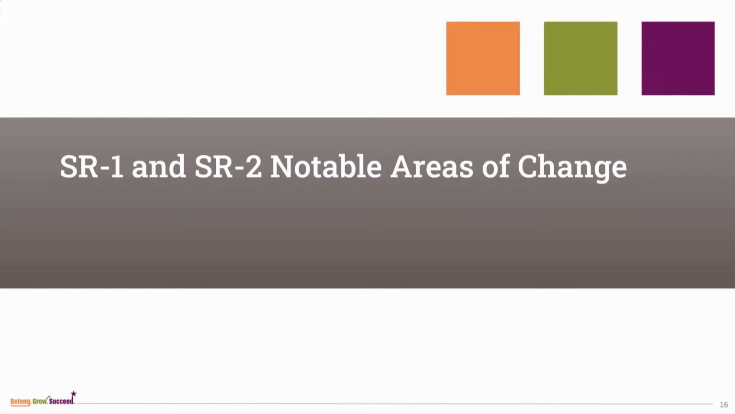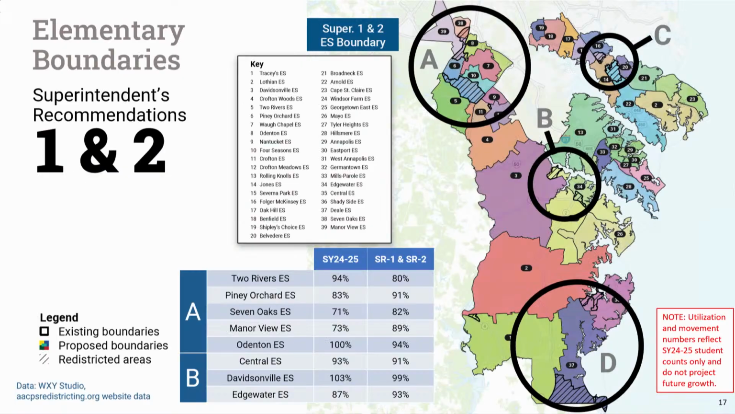Now I'd like to review the notable areas of boundary changes contained in SR1 and SR2. As a reminder, the hatched areas of the screen note areas being redistricted from current boundaries. In both of the superintendent's recommendations, SR1 and SR2 propose identical elementary school level boundary changes.